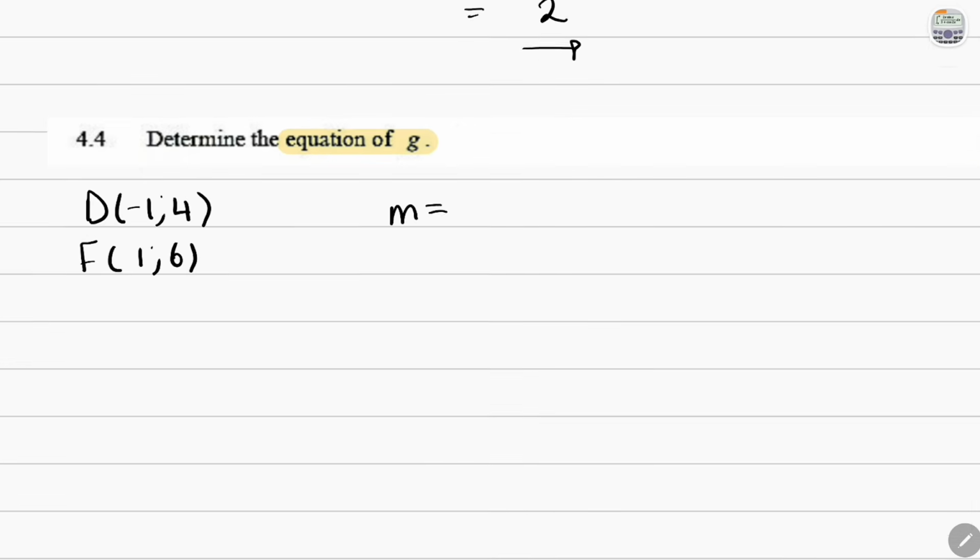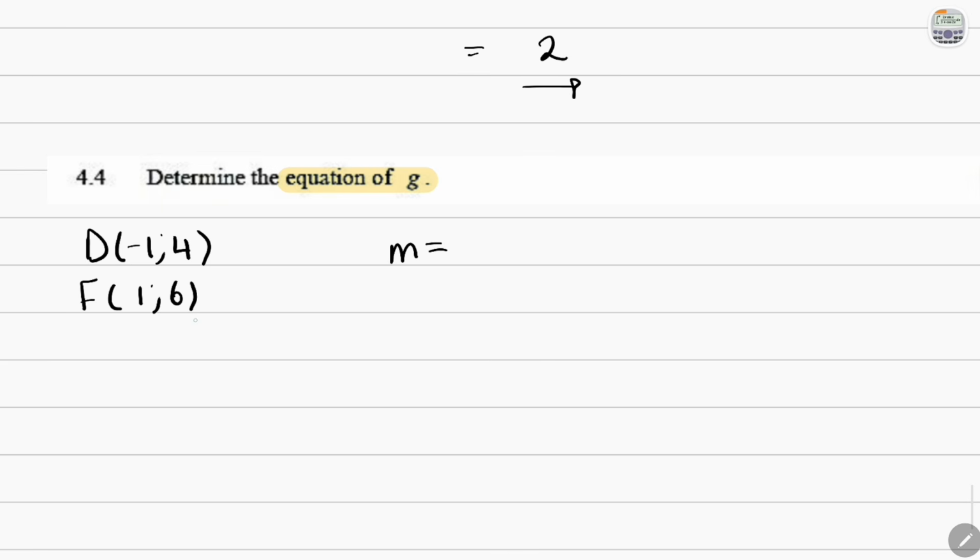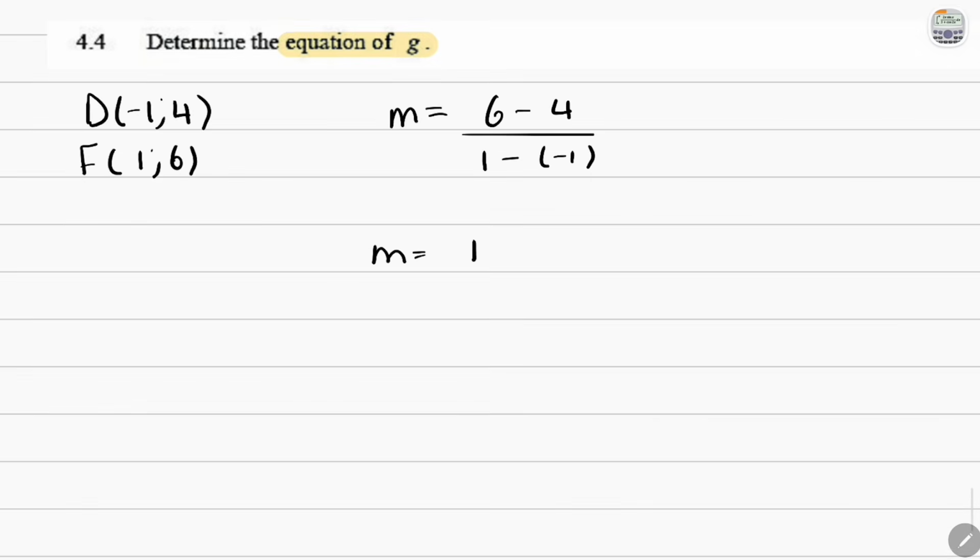We saw from the previous question, to find gradients, we'll just say y2 minus y1, so 6 minus 4, over x2 minus x1, which is 1 minus negative 1. And so this is 2 in the numerator, and that becomes 2 in the denominator. So the gradient is 1.